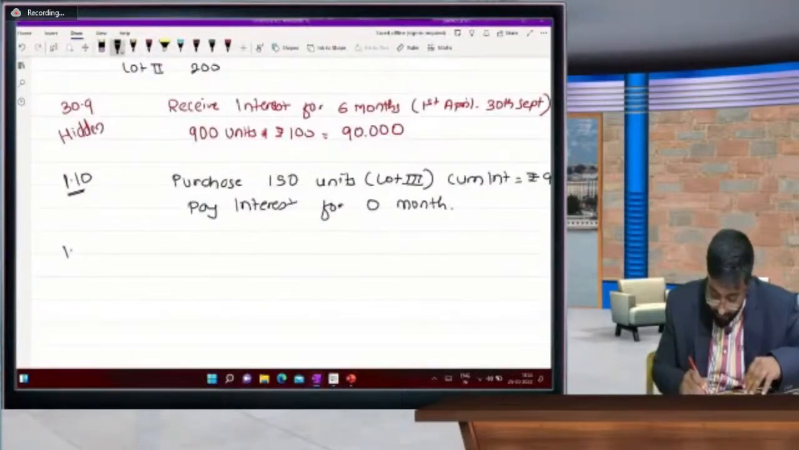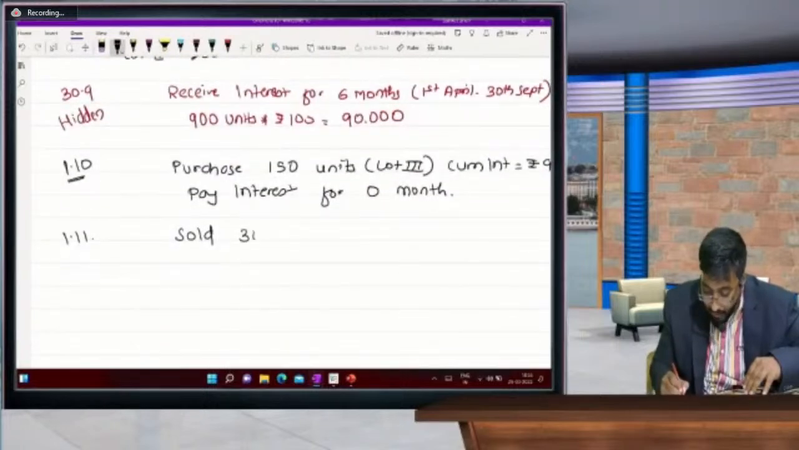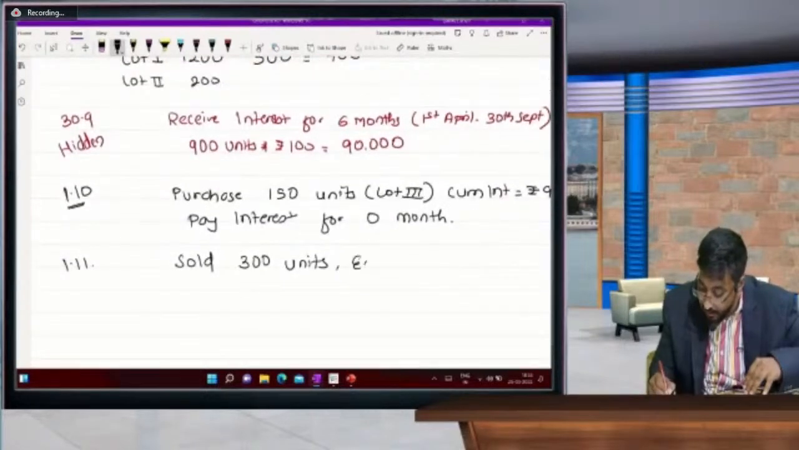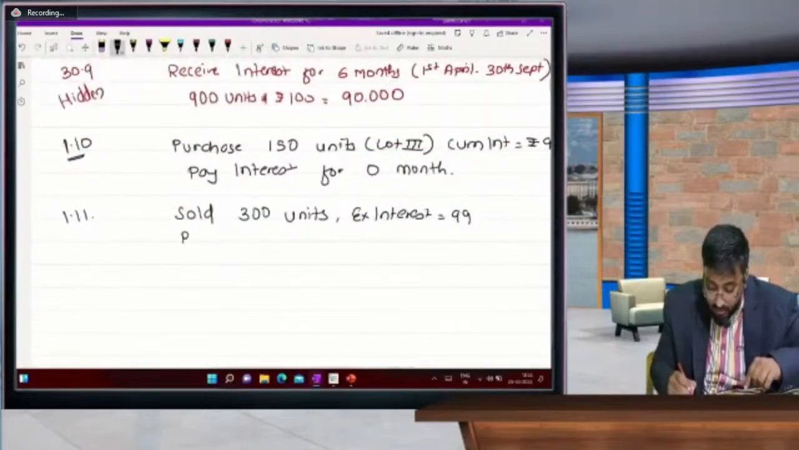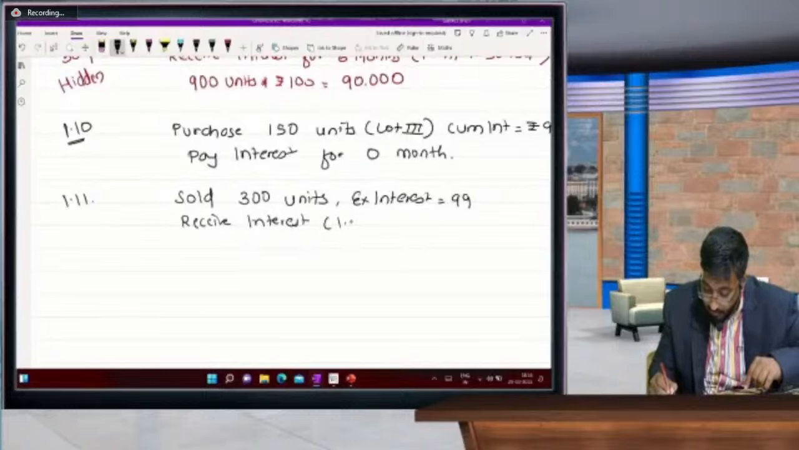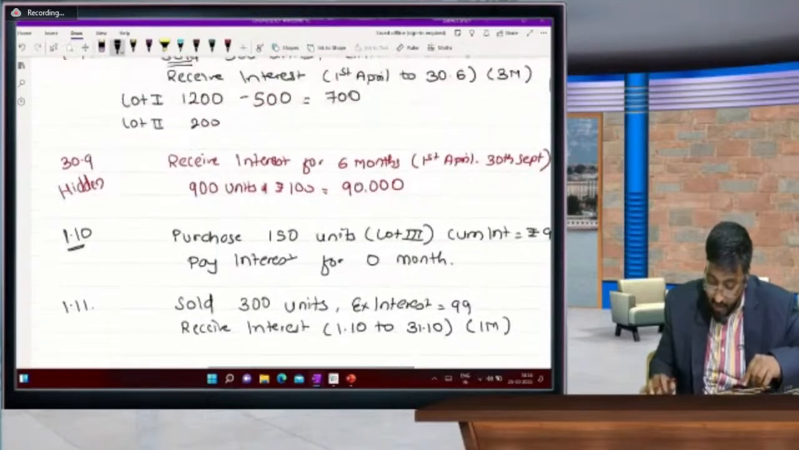111. 111, beta, what happened? Sold. How many units? 300 units. Ex-interest at 99. Now beta, sold 300 units. Now tell me whether you are going to receive interest or pay interest. Receive interest. For how many months? 1st October to 31st October. How many months, beta? 1 month.